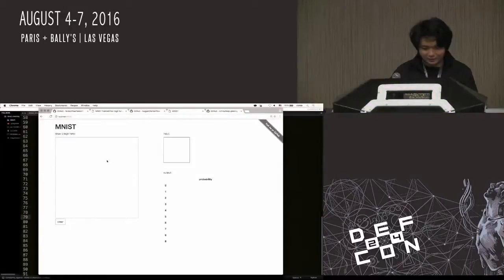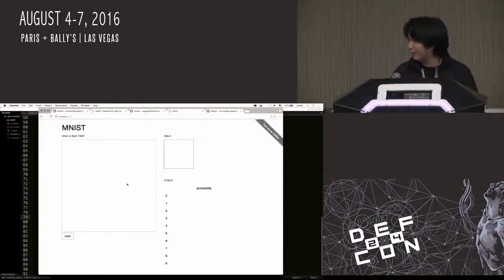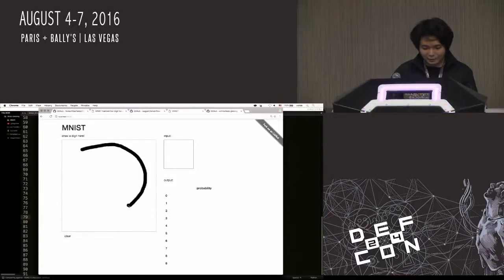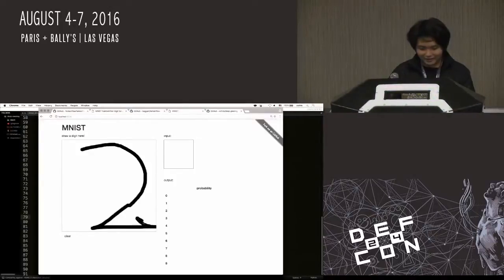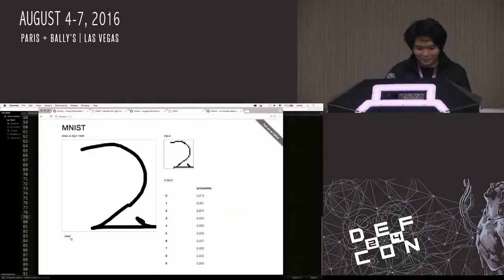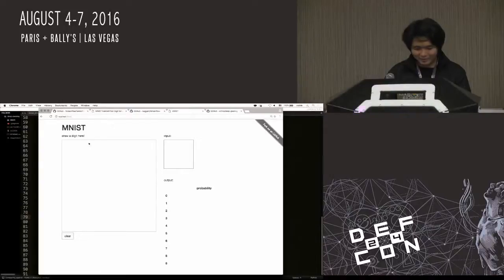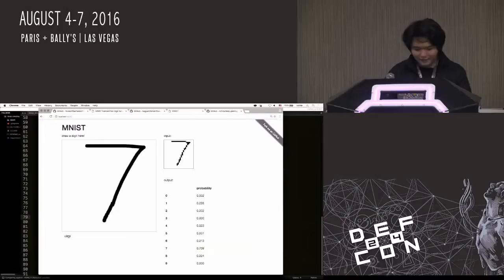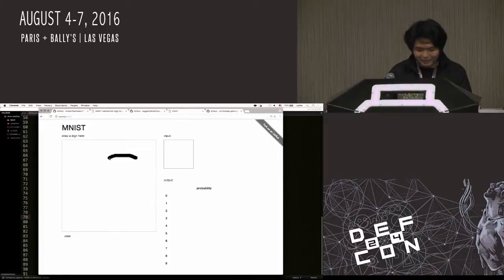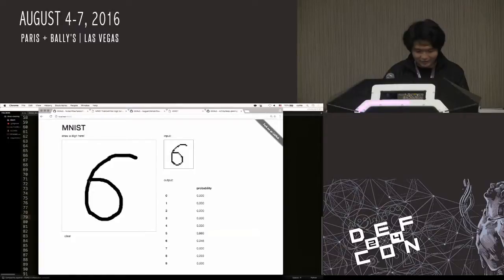So let's see here. This is a real-time classifier predictor for digits. If I were to write a 2 here, let's see if it predicts it correctly. Oops. Okay, 2, even though there's that weird thing. So it's pretty good. Let's do a 7. Oh, 7, that's great. Only 0.7 confidence. Let's try something that's a little bit more challenging for the model, like a 6.